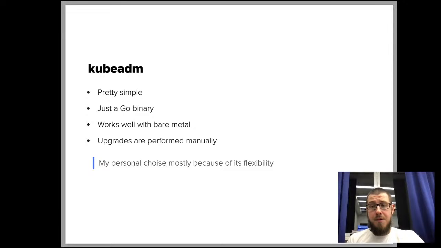And the third one is kubeadm. It's pretty simple. It's just a Go binary. It works well with bare metal, and upgrades are performed manually. So kubeadm is a great tool, but it has a lot of complicating things with it. But if you would like to know Kubernetes better, I would recommend using kubeadm the first times, and I have special tooling to help us do it today.